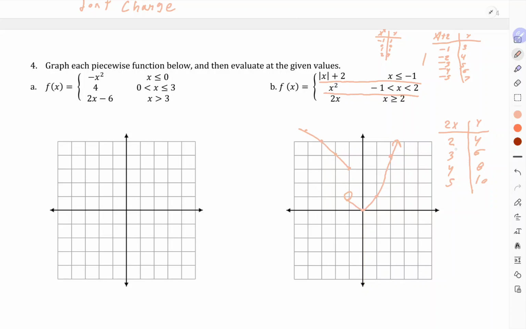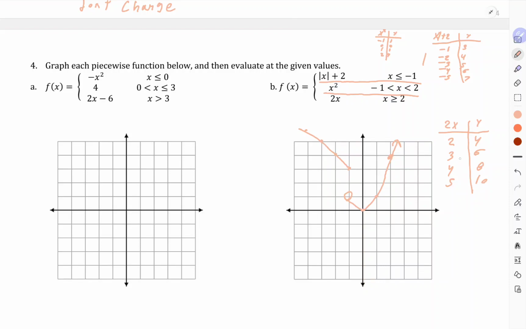All right, let's start graphing these. You got 2 and 4. You got 1, 2, and then 1, 2, 3, 4. This point is included. That makes sense.